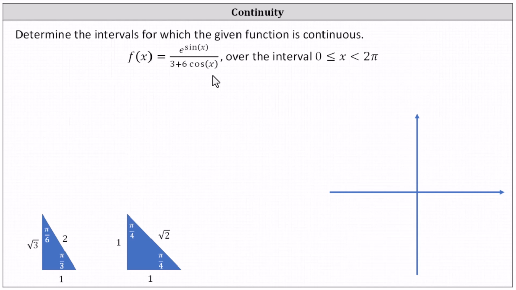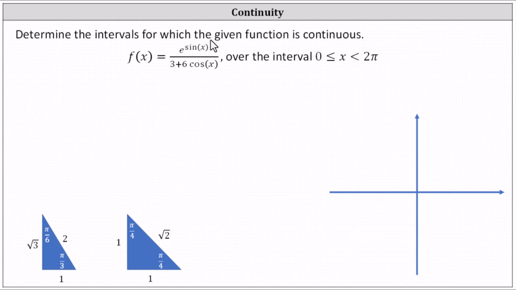Let's first start with the numerator. The sine function is continuous over all real numbers, and the output of the sine function is a closed interval from -1 to +1, which are all valid inputs for the exponential function with base e, which is also always continuous. And therefore there are no restrictions based upon the numerator, but now let's focus on the denominator.